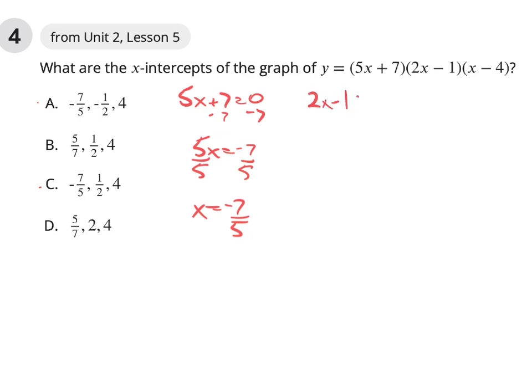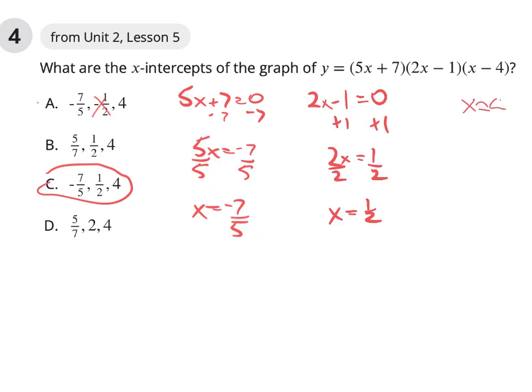2x minus 1 is equal to 0. Add 1, 2x equals 1. Divide by 2, x equals 1/2. C is the only one because A had negative 1/2 and we got positive 1/2. So with multiple choice, you only need to go as far as where you agree with the answer. So hopefully that makes sense. And all you had to do with the last one was switch the sign.